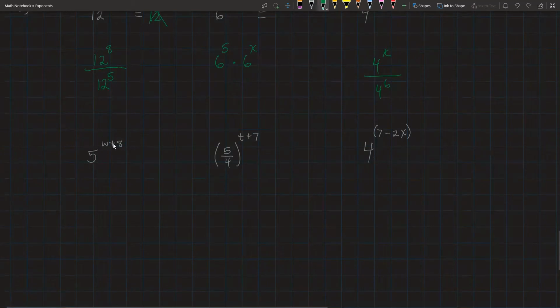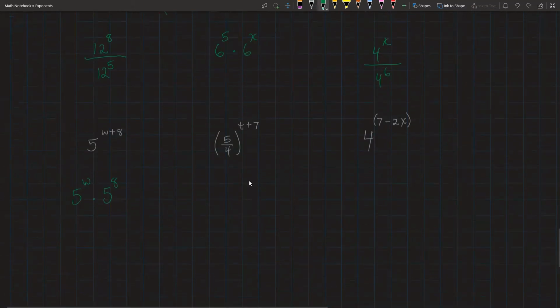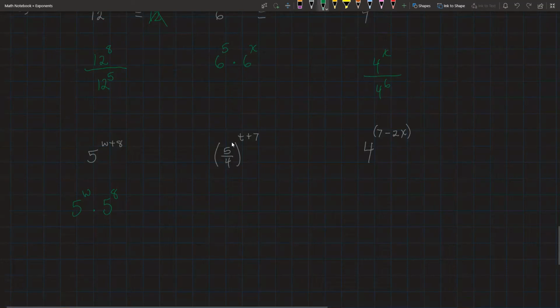And adding exponents means we're multiplying the same base: 5 to the w times 5 to the 8th. Be careful with this one. What is the base? The base is 5 over 4. And we're adding the exponents. So therefore, it is 5 over 4 to what power? To the t power. That's the letter t. Times 5 over 4. Notice the use of parentheses both times on purpose. To the 7th. All right. Otherwise, it can mean only the 5 is being raised to the power.